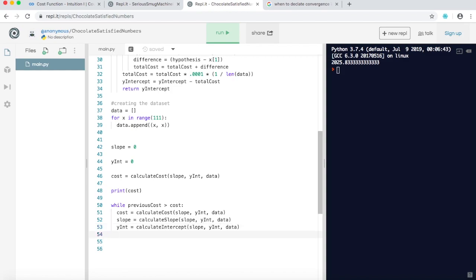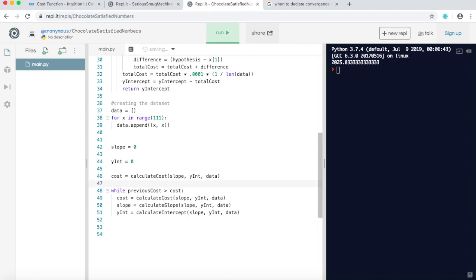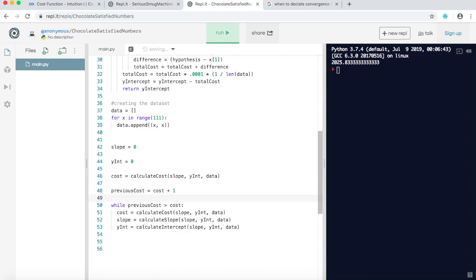So we need to adjust this because we need to define previous cost. Because for the first iteration of the algorithm, we want to define cost and define previous cost so that the loop will enter the loop on the first iteration. Because of that, I will just initially set previous cost equal to cost plus 1 inside the loop.